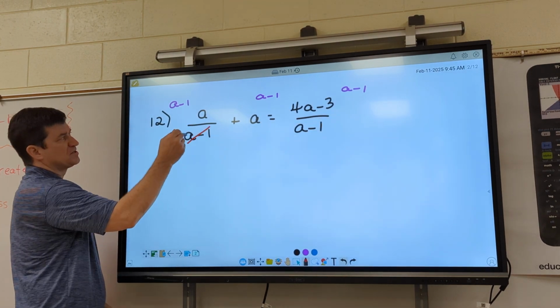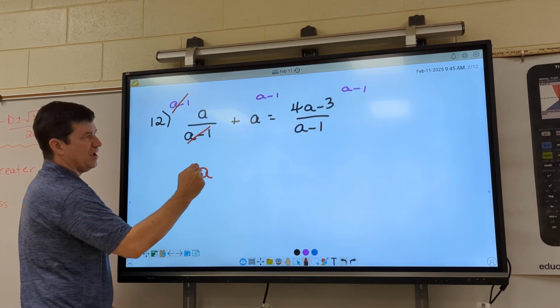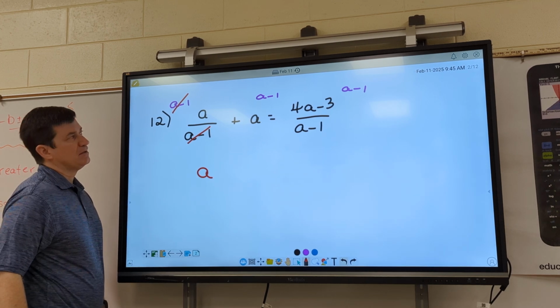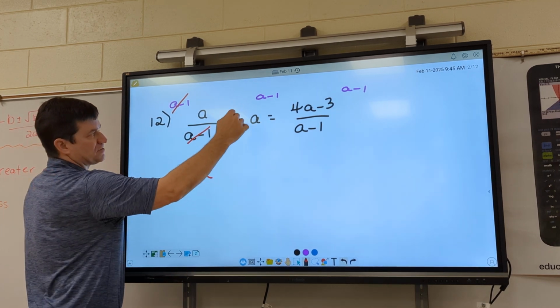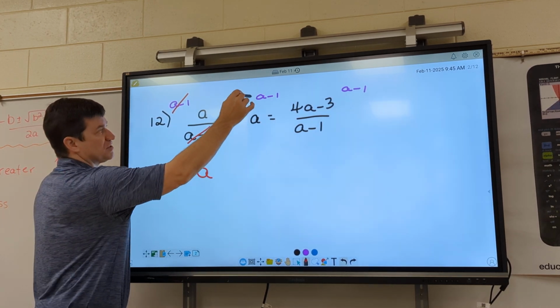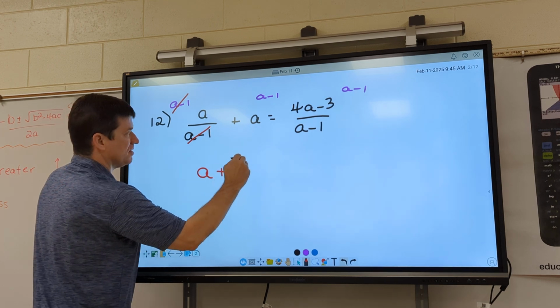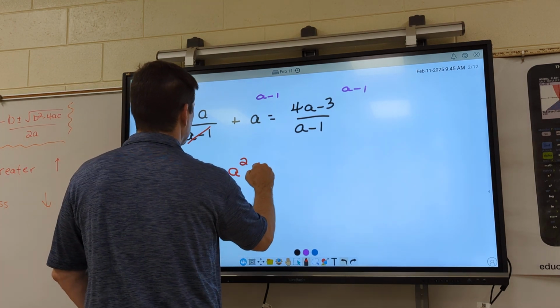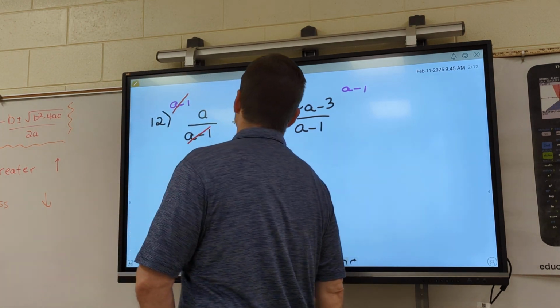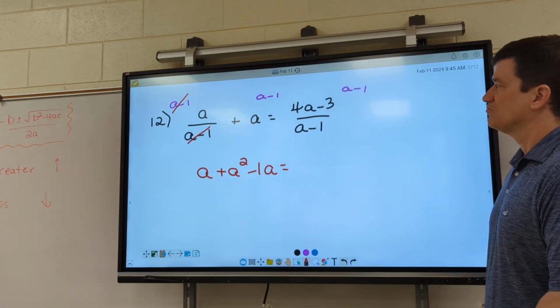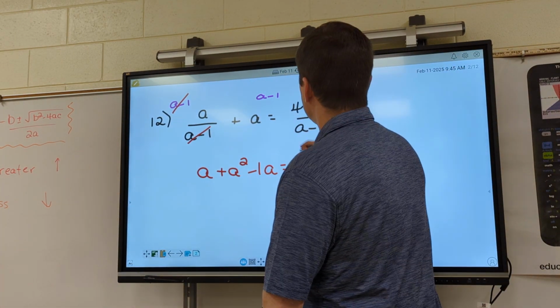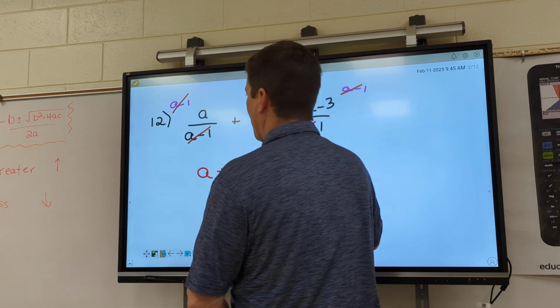All right, so look, these two cancel out, bring down your a. Really easy. Right here, nothing cancels out because I don't have anything on the bottom. So I multiply, get a times a is a squared. A times 1 is 1a. All right? And with grace, these two cancel out. I bring down 4a minus 3.